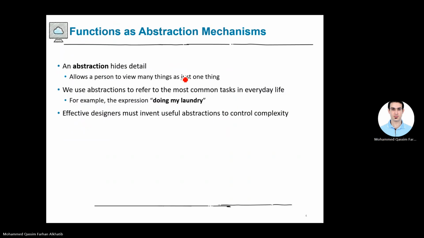So we use abstractions to refer to the most common tasks in everyday life, like the expression doing my laundry. Doing my laundry involves a lot of things: I need to put clothes in the basket, put them in the washing machine, take them from the washing machine, put them in the dryer, and so on. But the expression doing my laundry covers all that. So that's an abstraction. Effective designers must invent useful abstractions to control complexity.